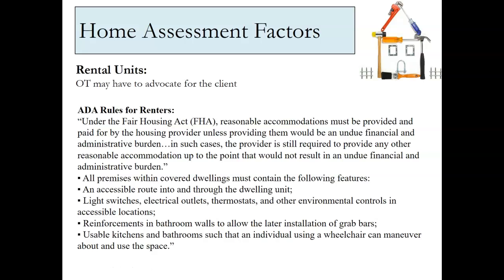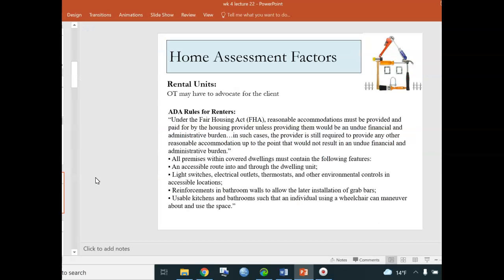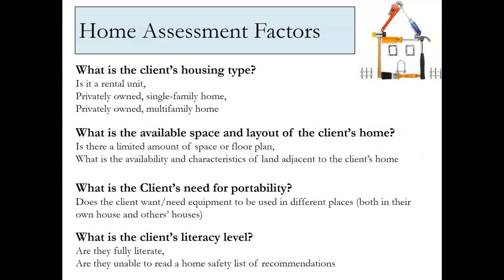All premises within covered dwellings must contain the following features: an accessible route into and through the dwelling. These are kind of the basic things they need to have. Light switches, electrical outlets, thermostats, and other mountable controls in accessible locations. Reinforcement of the bathroom walls to allow later installation of grab bars, so you can put a grab bar in there. Usable kitchens and bathrooms, such that an individual using a wheelchair can maneuver around and use the space. That's a big one. So there are laws there kind of supporting your recommendations.